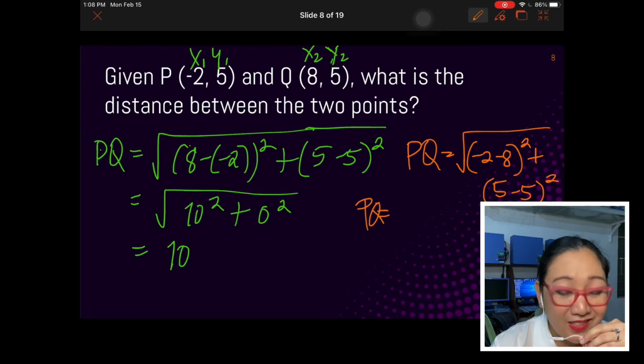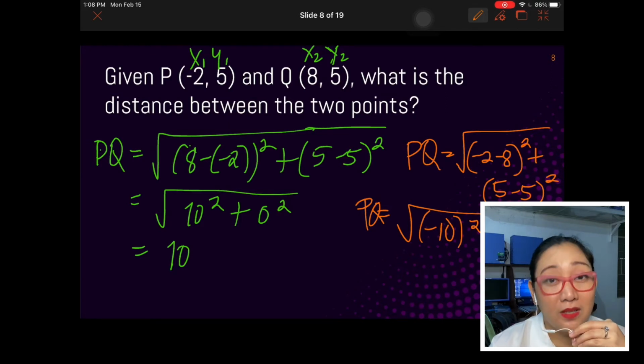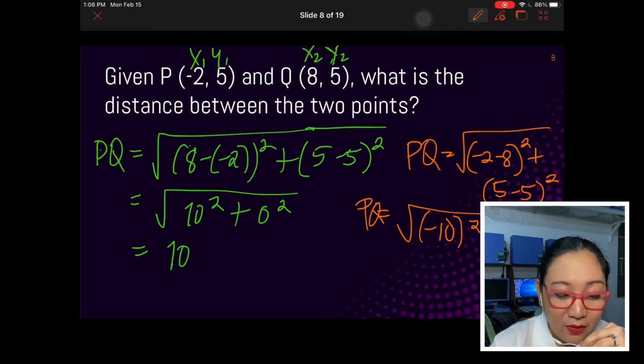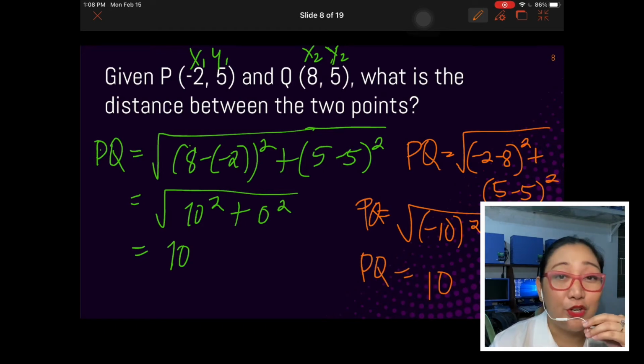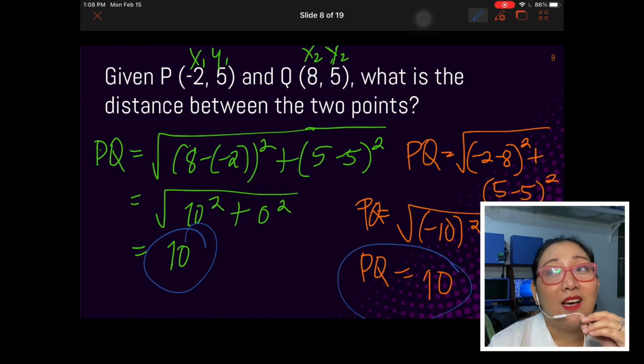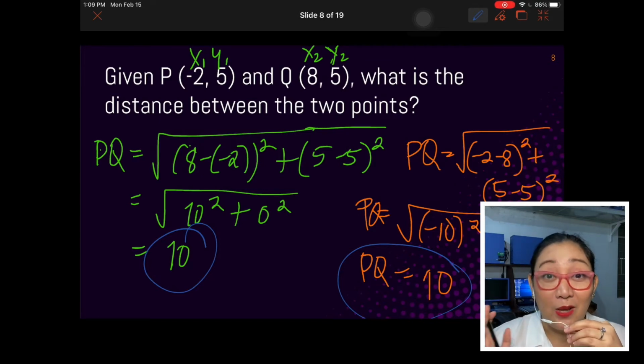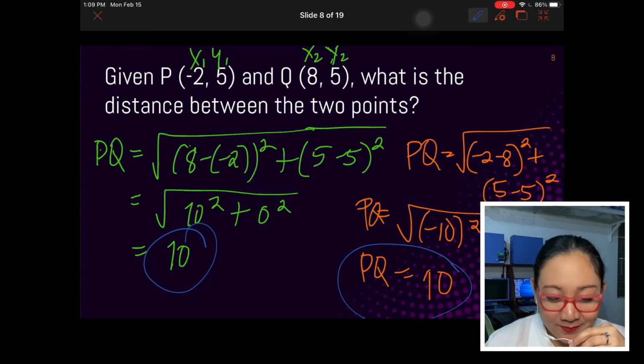So, you're still going to end up with negative 10 squared plus 0 squared. The negative 10 squared is still positive 10 squared, and you will still end up with 10 units for your distance. As you can see, we got the same value. This means that x1 and y1 can come first as long as you are consistent. If you put x1 first, put y1 first as well. Okay? I hope you got that one.